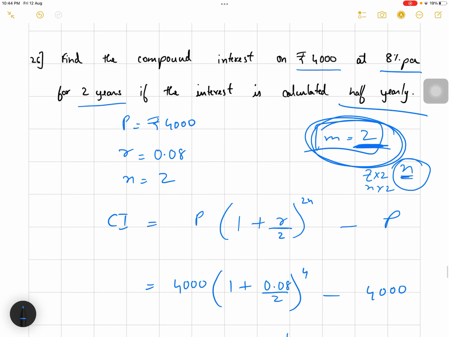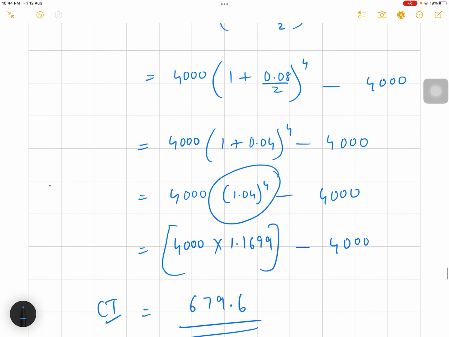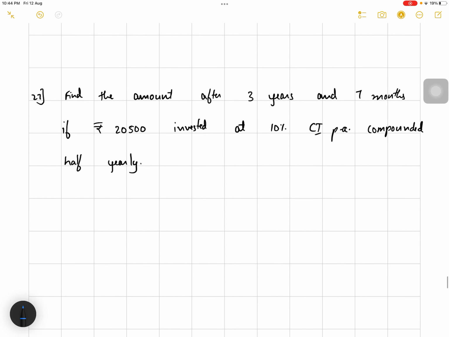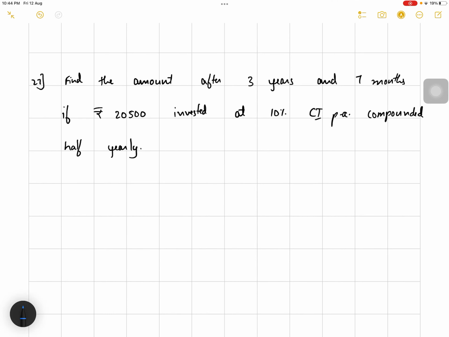I believe you have understood. Let us solve a few more problems. Find the amount after 3 years and 7 months, if rupees 20,500 is invested at 10% compound interest per annum, compounded half yearly. When it is 3 years and 7 months, for 3 years you will calculate in one bracket, and for 7 months you will calculate in another bracket. So find the amount.